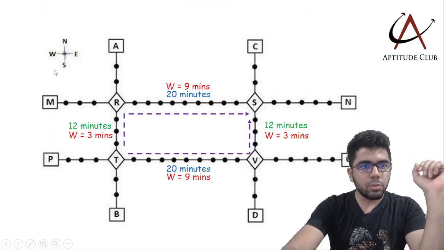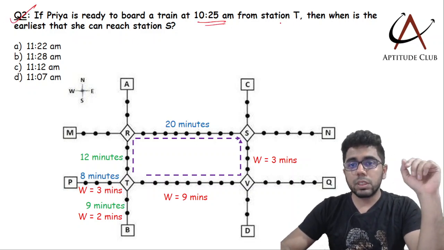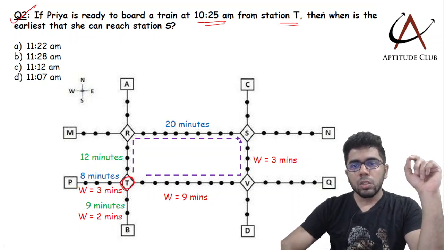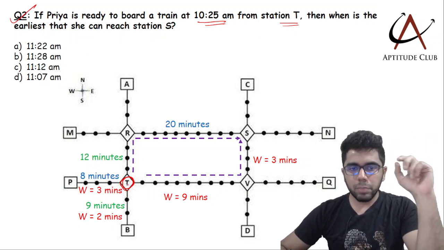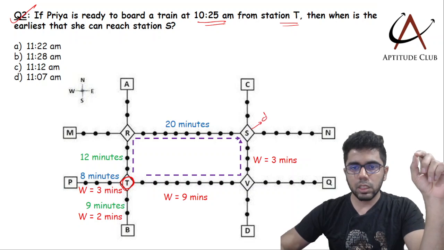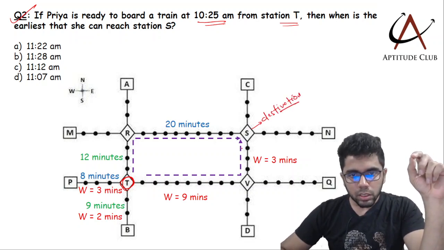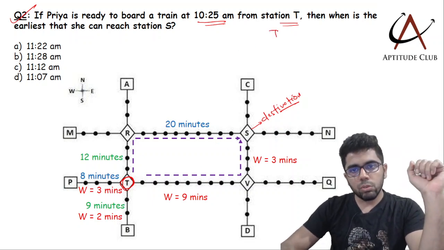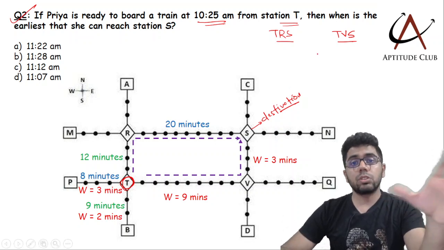If I look at the second question: if Priya is ready to board the train at 10:25 am from station T, then when is the earliest that she can reach station S? So this is the beginning of the journey and S is the destination. In these dotted lines I have shown two routes through which she can go. One route is TRS and the other route is TVS. So obviously we'll have to decide which one is the shortest path.